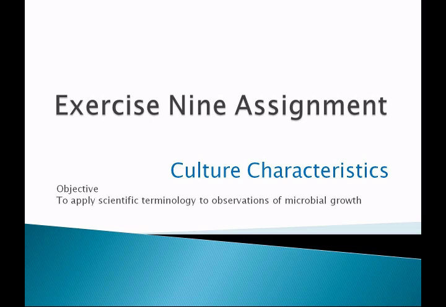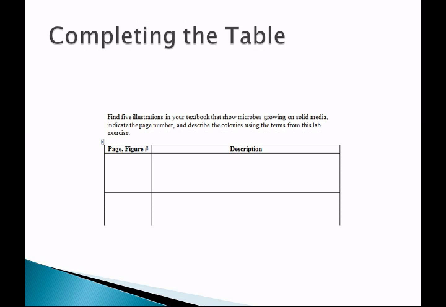Exercise 9 assignment is an easy one. The objective for this assignment is to apply the scientific terminology that you saw in lab to observations of microbial growth. For this you have a table. You're going to find 5 illustrations in your textbook that show microbes growing on solid media. You want to indicate the page number and describe the colonies using the terms from this lab exercise.